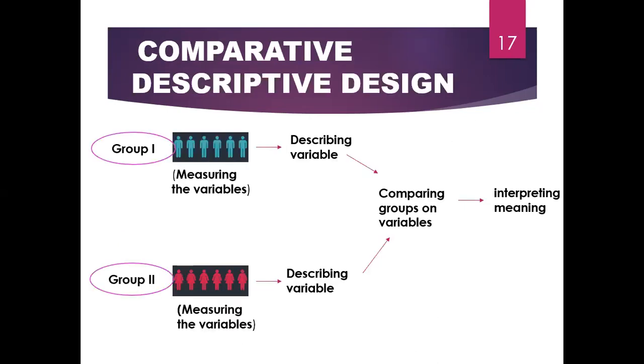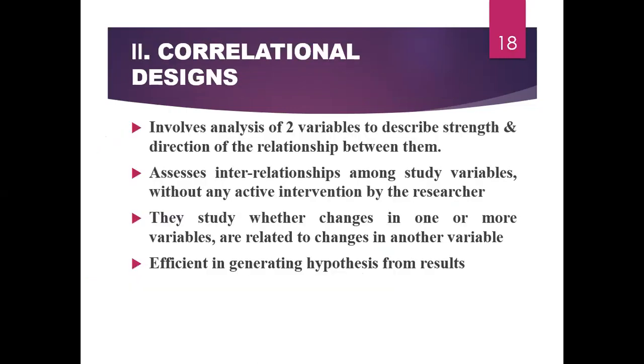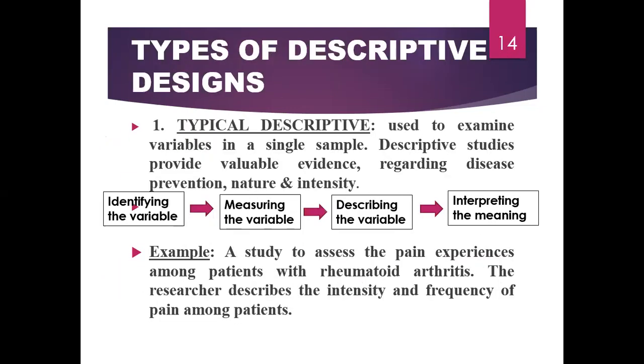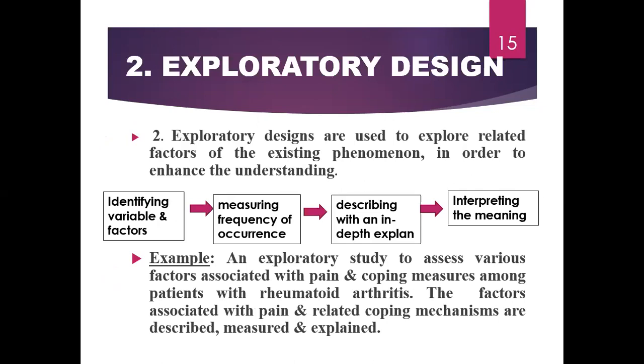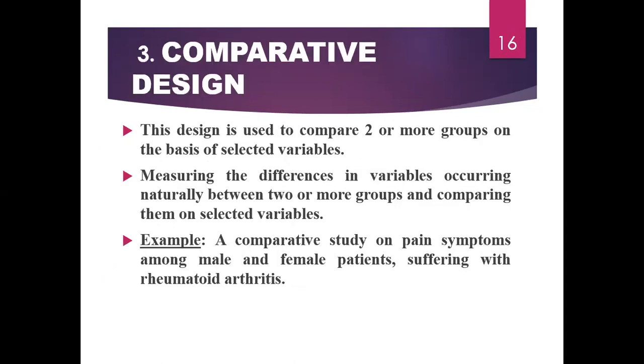For example, group 1, group 2: measuring the variables in both the groups, describing the variables, and then comparing groups on selected variables, and finally interpreting the meanings. So the comparative descriptive design will compare both the groups on the selected variables. Now, that was all category number 1, descriptive designs. Descriptive has three types: typically descriptive, 1; exploratory designs, 2; and 3, comparative designs.